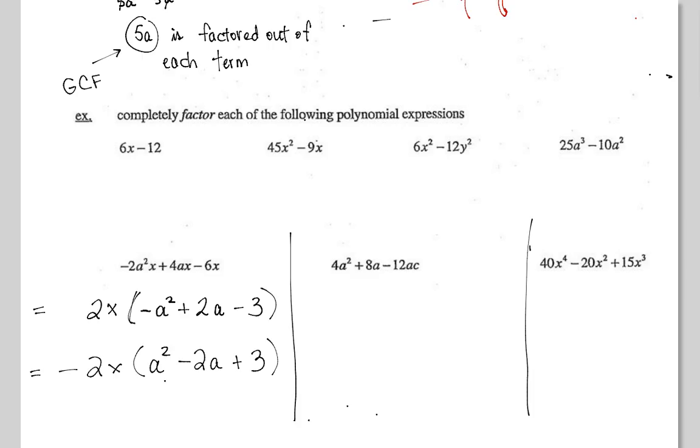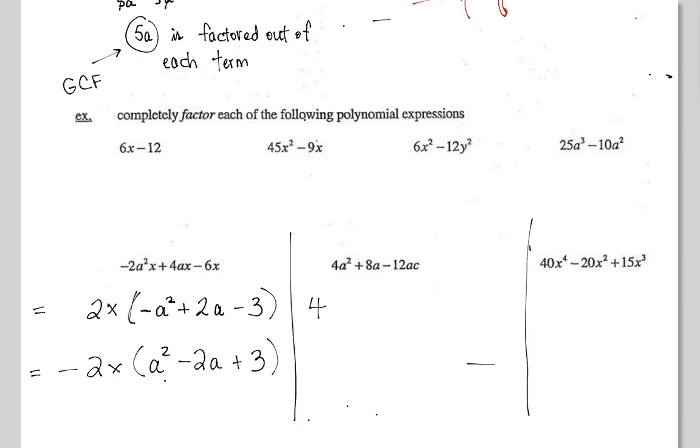4, 8, and 12. What all divides 4, 8, and 12? A nice trick is to just look at the smallest number available. The smallest number available is 4. So does 4 divide 8? Yeah. Does 4 divide 12? Yeah. And of course 4 will divide itself.